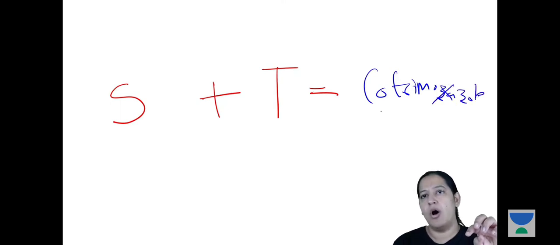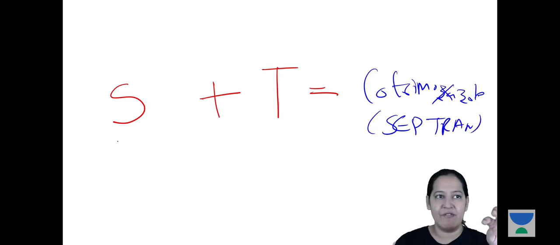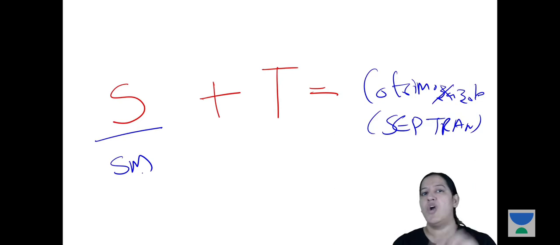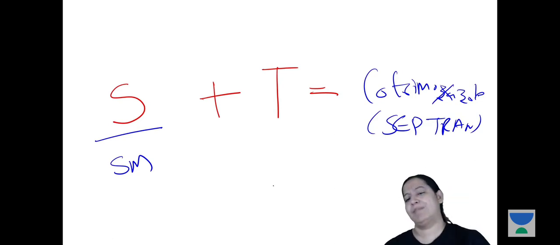Cotrimoxazole, or it is known as Septran. One and the same thing. And which sulfonamide? The intermediate one. Which one? Sulfamethoxazole. You have to be specific. Give me a thumbs up.